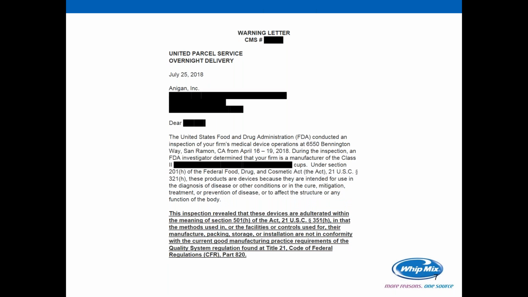Here's another example of a warning letter, issued July 25th, 2018. And as you can see, it's very similar. This particular manufacturer was Anigan. And it says during the inspection, an FDA investigator determined that your firm is a manufacturer of Class 2 devices, and I blotted out what it was there, the type cups. Again, if you look below, it says this inspection revealed that these devices are adulterated. So just to let you know, anytime a warning letter is issued, it always gives your pleasantries, what the FDA was in for and what you were being investigated for, what you're manufacturing, and then that the devices are adulterated.